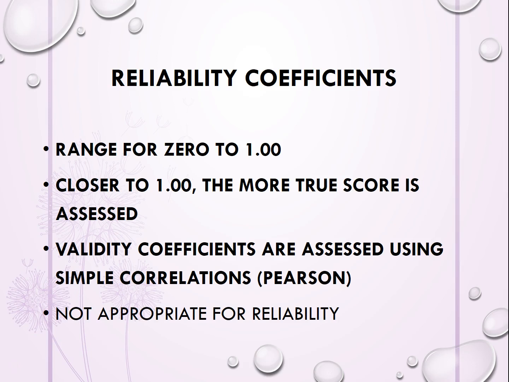The degree of reliability is expressed by a correlation coefficient, ranging from 0 to 1.00. The closer the coefficient is to 1.00, the more true score is assessed. Reliability is established in several ways. Validity coefficients are assessed using simple correlations, Pearson correlation. But it is not appropriate for reliability.